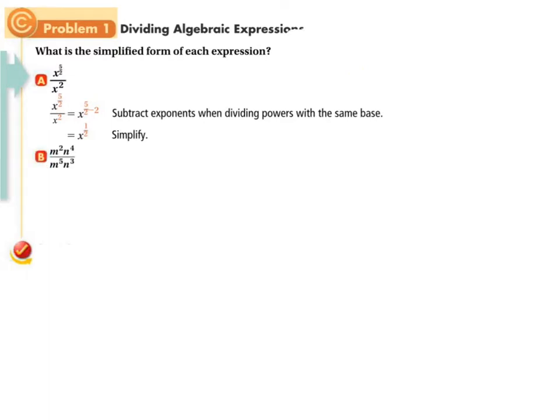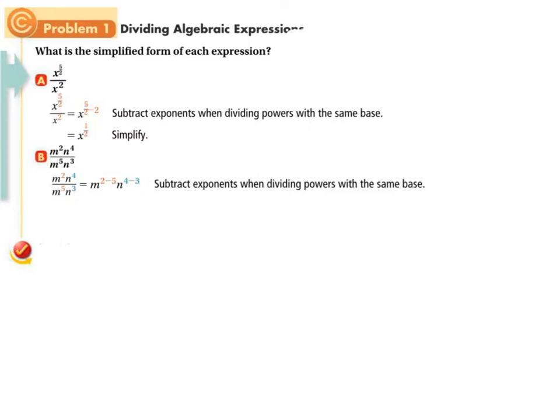And what about this one? Okay, well, notice this. We're going to deal with each base separately. We have a base of m and a base of n, and we're going to deal with each of those separately. The m's, their exponents get subtracted, so we do m to the second divided by m to the fifth is the same as m to the 2 minus 5. And for the n's, these have the same base, so n to the fourth divided by n to the third is n to the 4 minus 3.